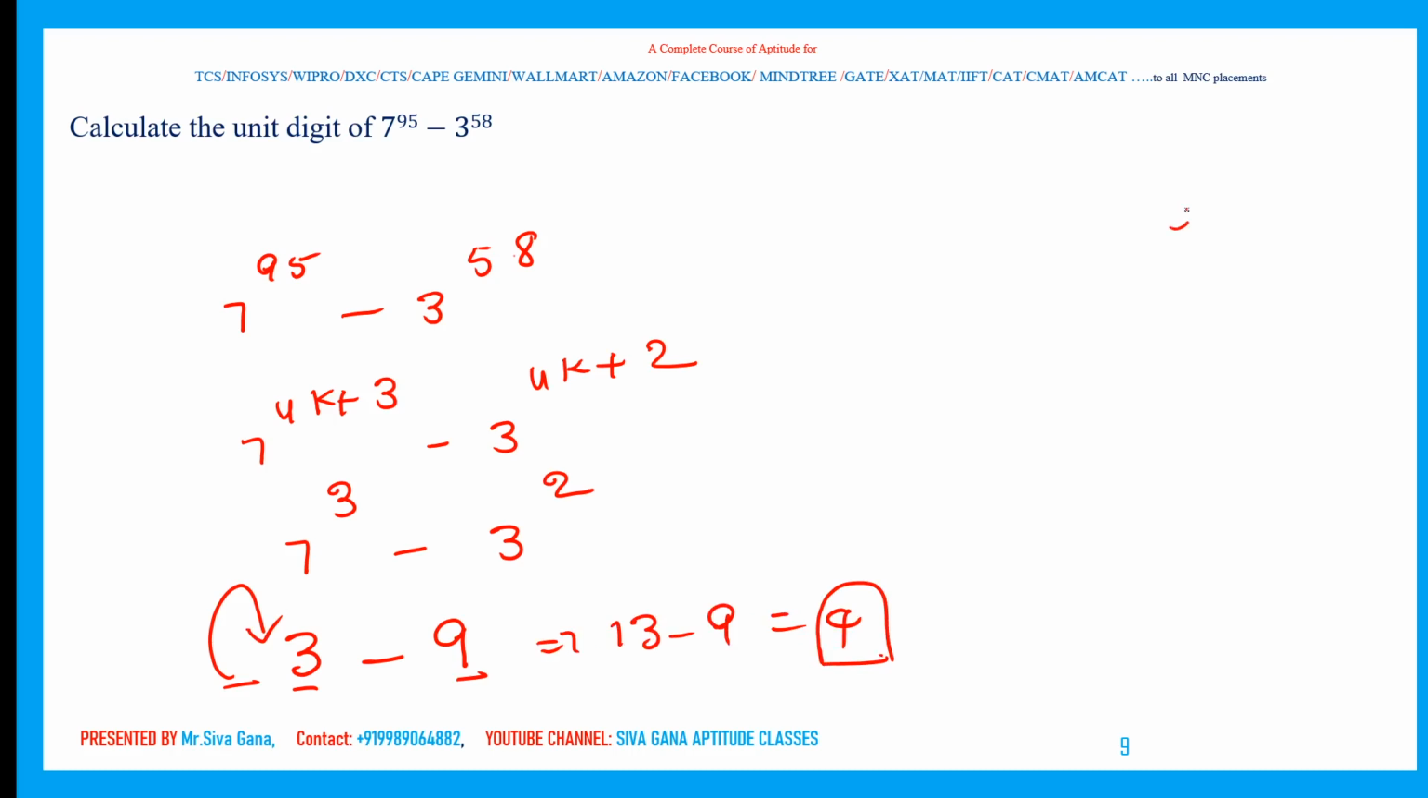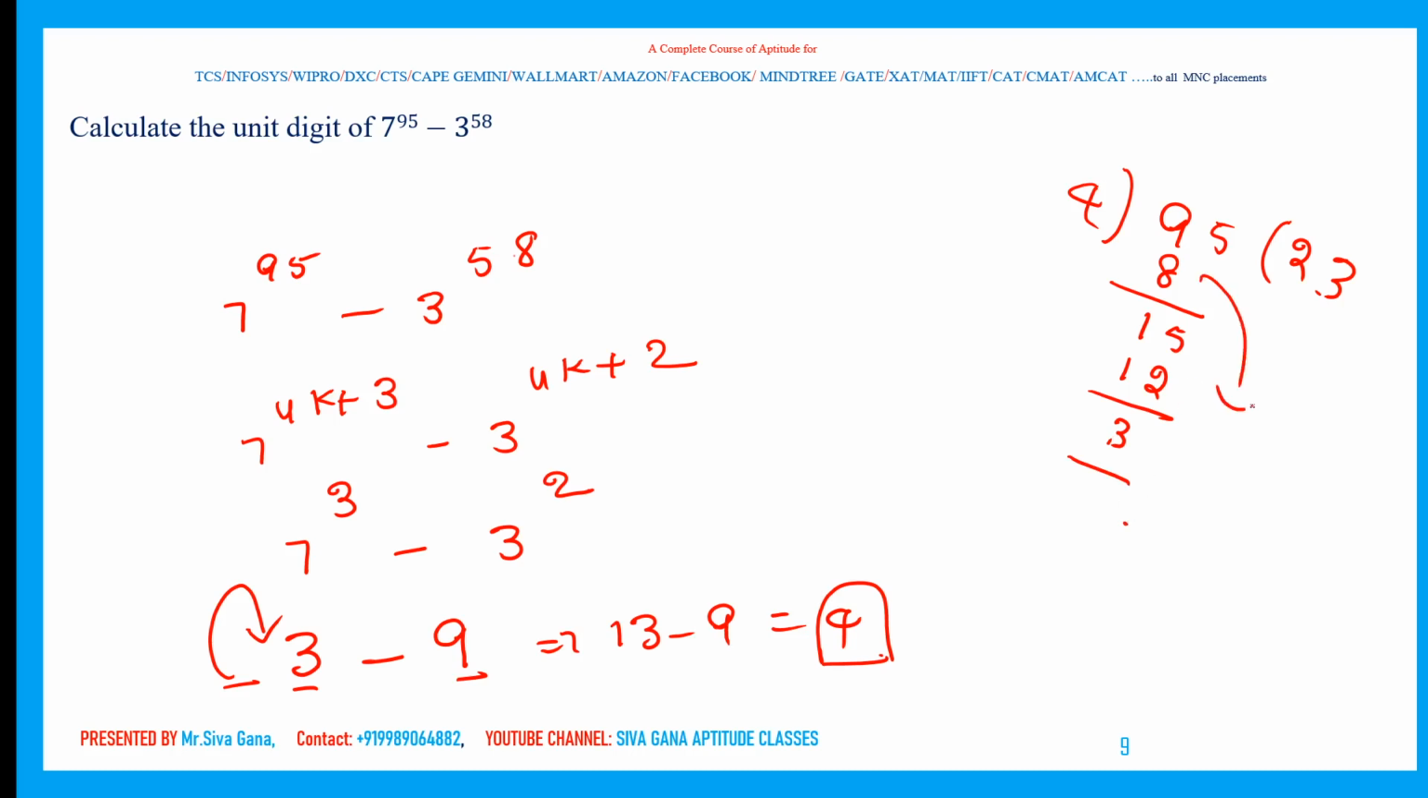Right? So 95 is in which form? If you want, you can do this. 4 2s are 8, 9 minus 8 is 1, 4 3s are 12. Right? Remainder is 3. Which means 95 is in 4k plus 3 form. That is what I had written. Right? A power 4k plus 3 unit digit is same as A power 3.